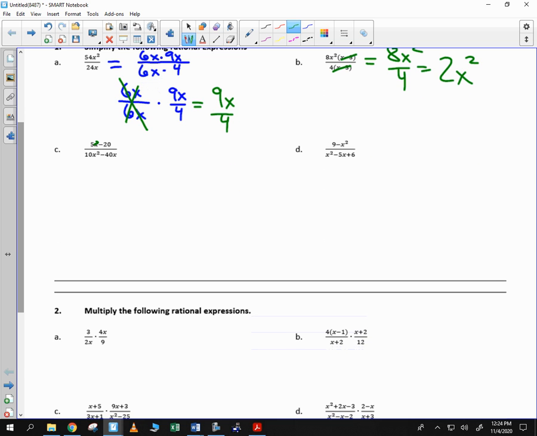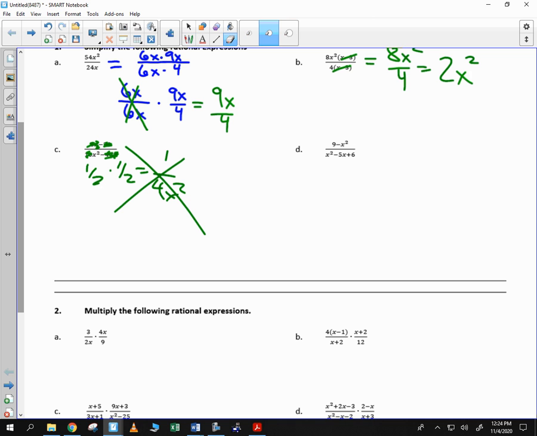So what's a situation where you can't just cross things off? Well, I can't just say, well, we're going to cancel off those x's. And 5 divided by 10 is a half. And 20 divided by 40 is a half. And 1 over 4x squared. That's not what you do, okay? Doesn't work like that. You first must write it in factored form.